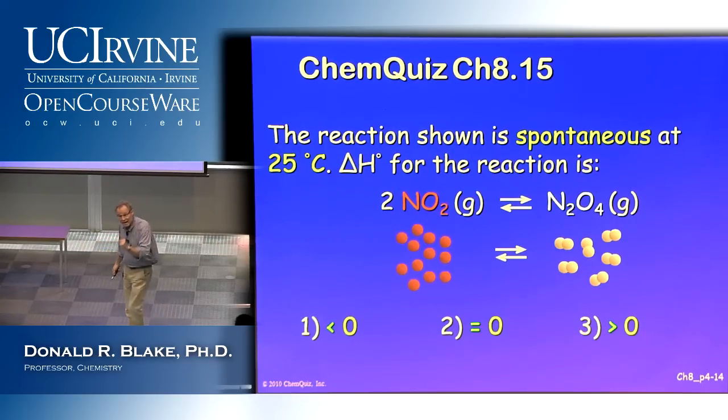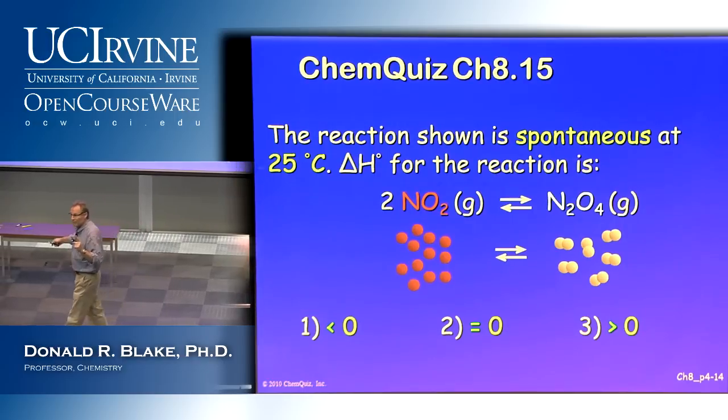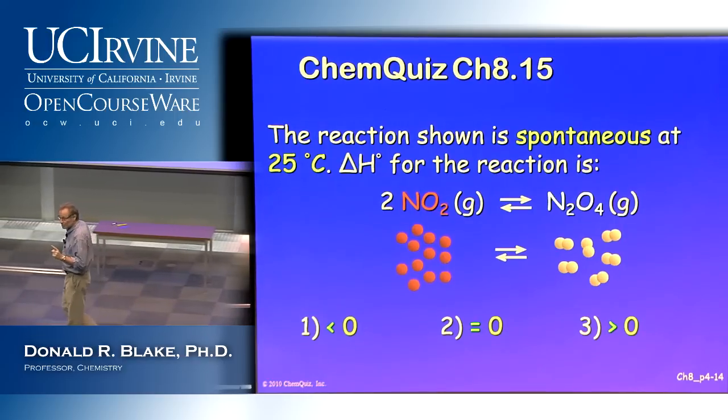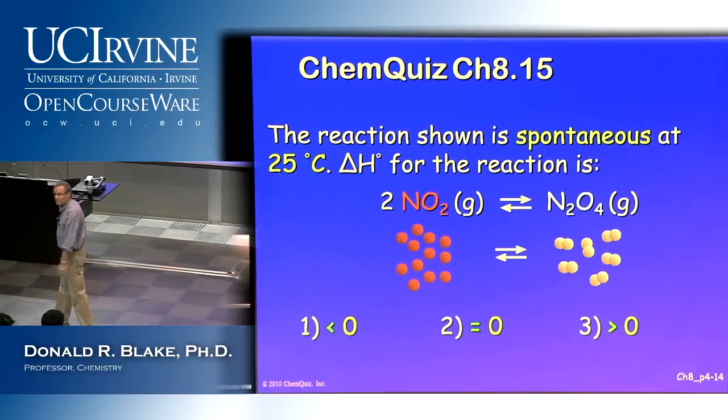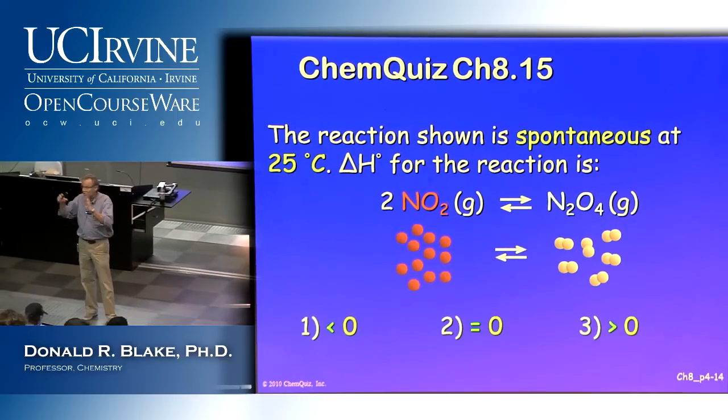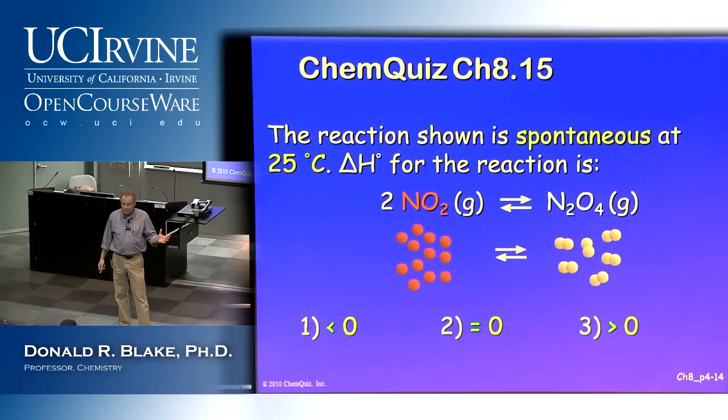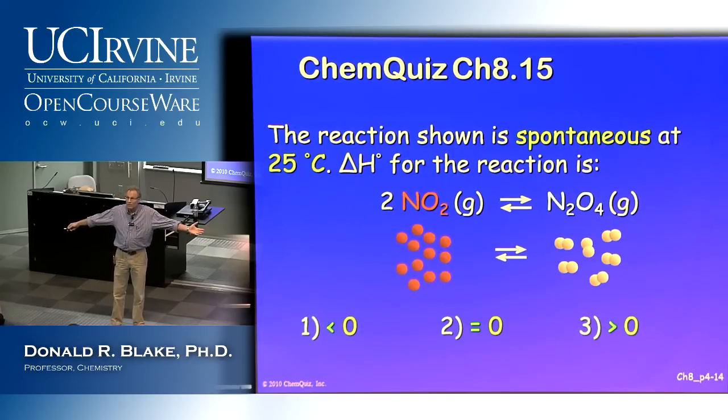Okay, so if you have a negative entropy, that means that the minus T delta S portion is going to be positive, right? I want a head nod or something, right? Okay. So what does that mean the delta H has to be? Has to be negative. Okay?